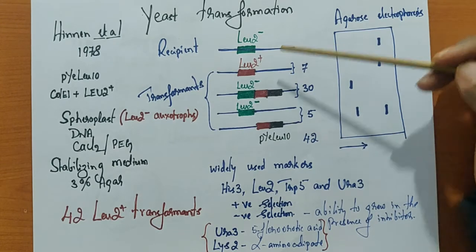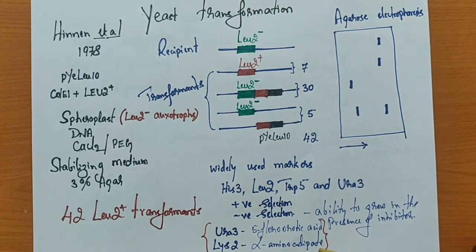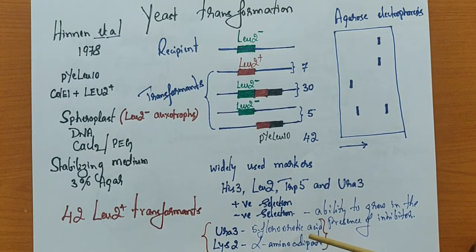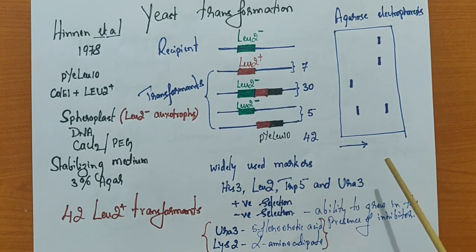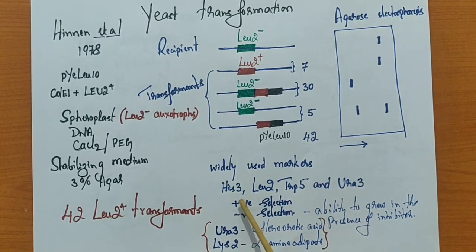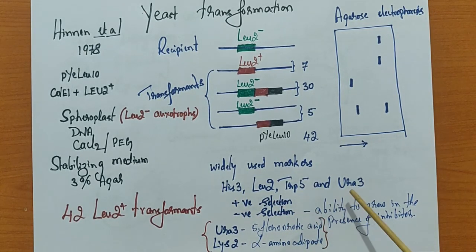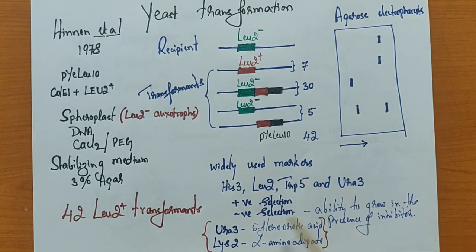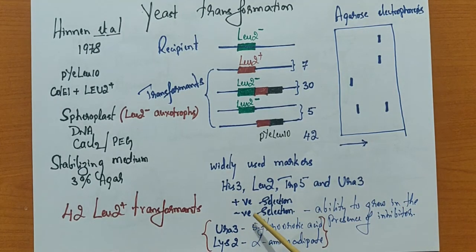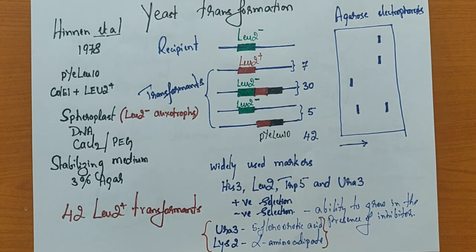So apart from that, I have given you a list of markers used for the complementation, but the widely used markers are going to be HIS3, LEU2, TRP1 and URA3. Now in this we have both positive selection, and another one is going to be negative selection.